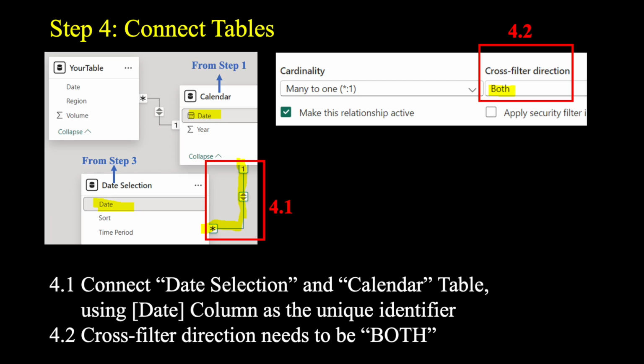And now on step 4, we need to connect the Date Selection table we just created to the Calendar table from step 1, again using the Date column as the unique identifier. So the relationship between the three tables will look like the screenshot on the upper left corner. And of course, the cross-filter direction needs to be both as well.